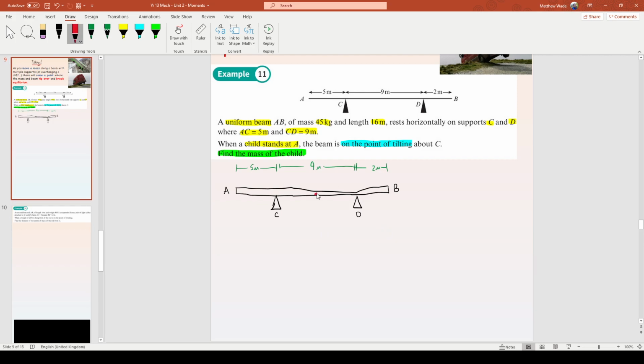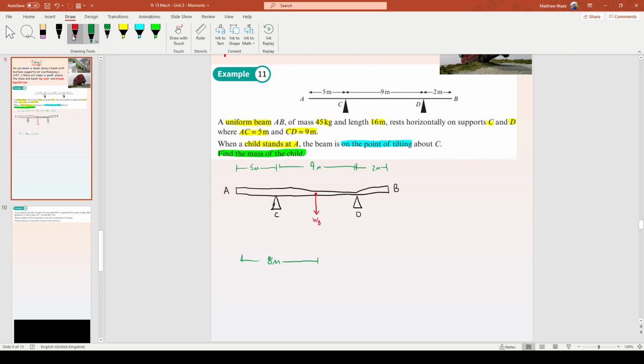It has a weight, and because it's uniform, the weight of the beam, which I'm going to call WB, will be directly in the middle, so that'll be 4.5 meters in. So 4.5, no, it won't be. How long is the beam in total? 9 and 5, 7, 16. It's 16 in total. So that is 8 meters in, my buddies. Cool. 8 meters. Okay, from there to there.